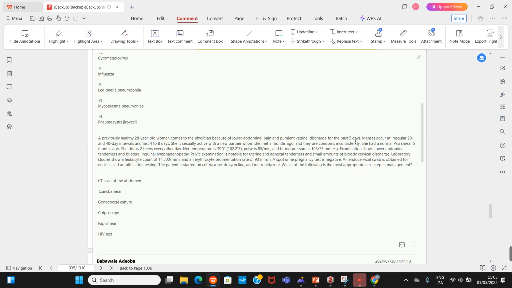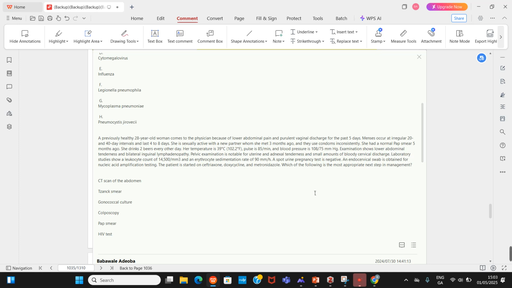Temperature is 39 degrees Celsius. Examination shows low abdominal tenderness and bilateral inguinal lymphadenopathy. Pelvic examination is notable for uterine and adnexal tenderness and a small amount of bloody cervical discharge. Laboratory study shows leukocytes of 14,005. ESR is 90. A spot urine pregnancy test is negative. An endocervical swab is obtained for NAT. The patient is started on ceftriaxone, doxy, and metro. Which of the following is the appropriate next step in the management?